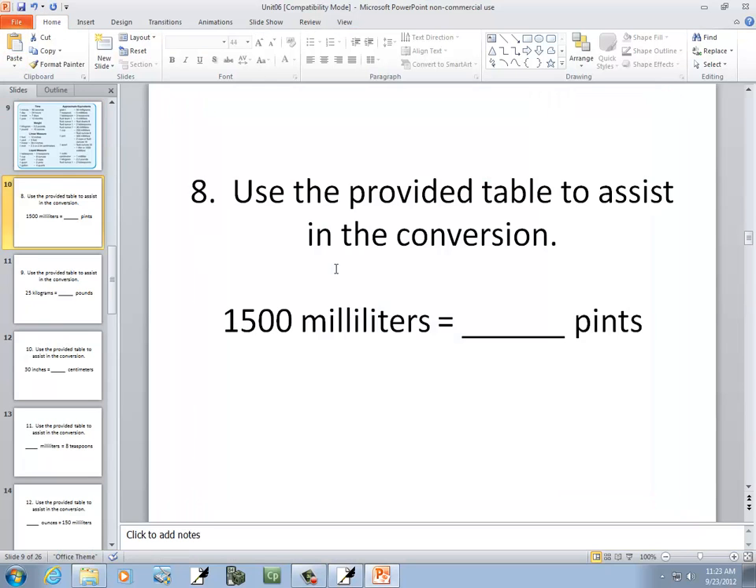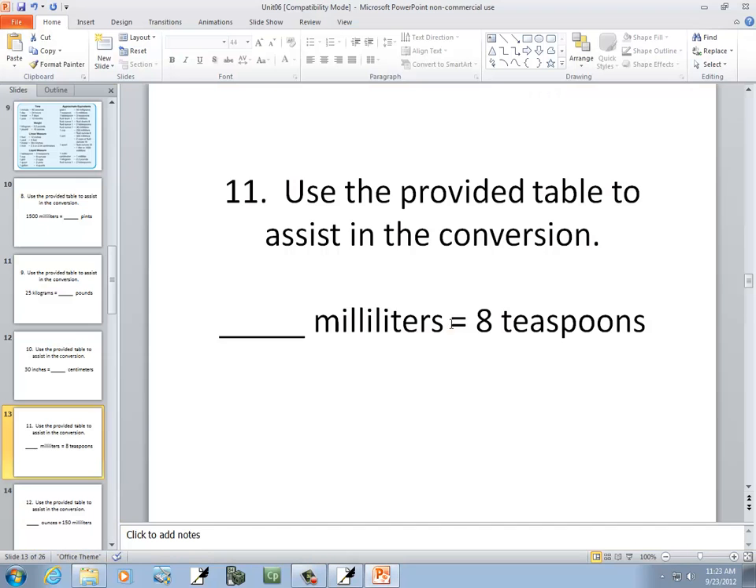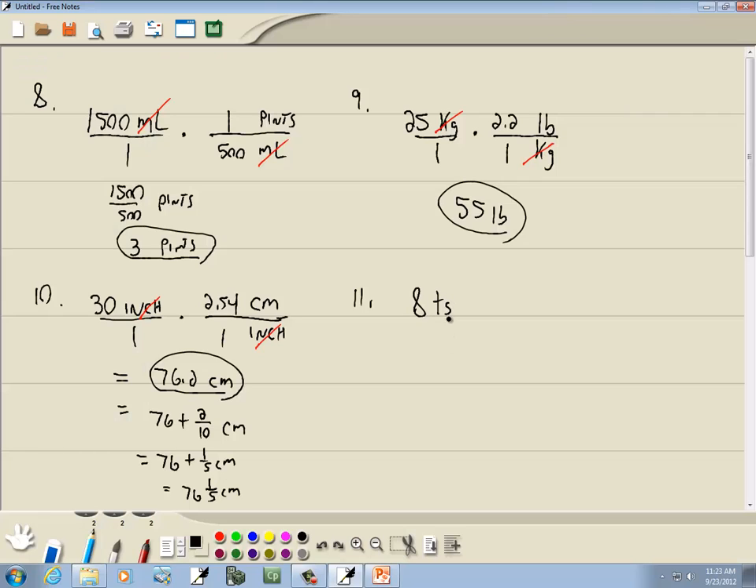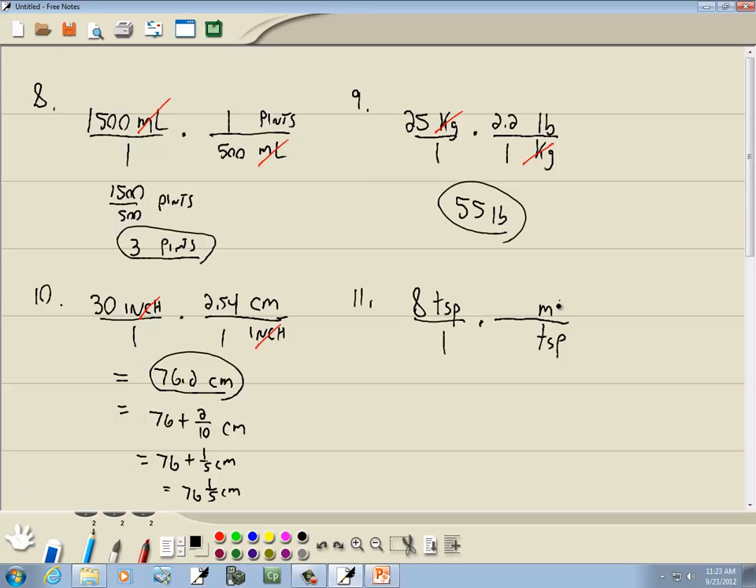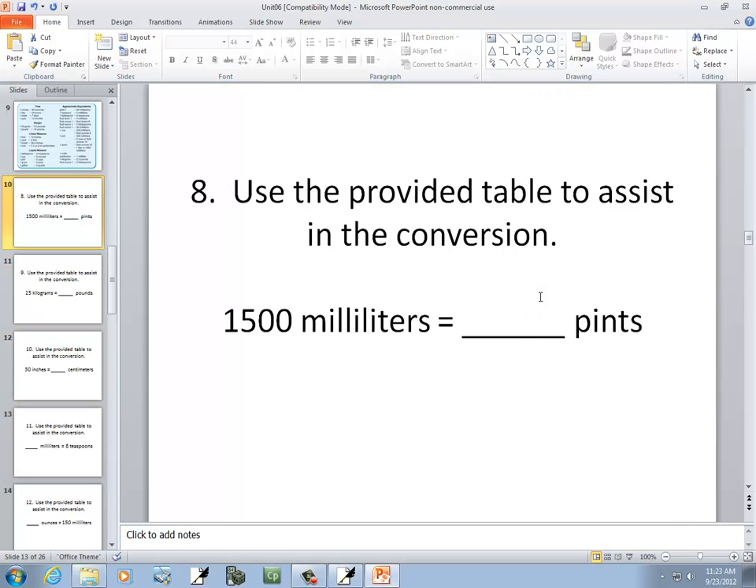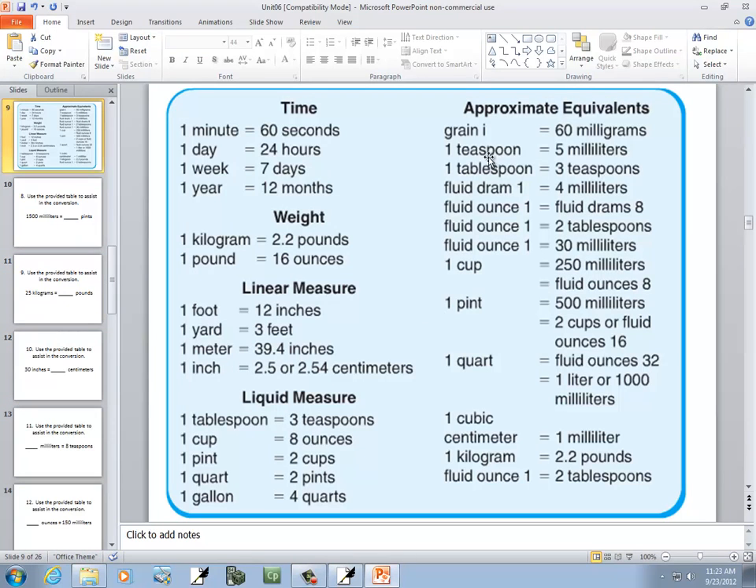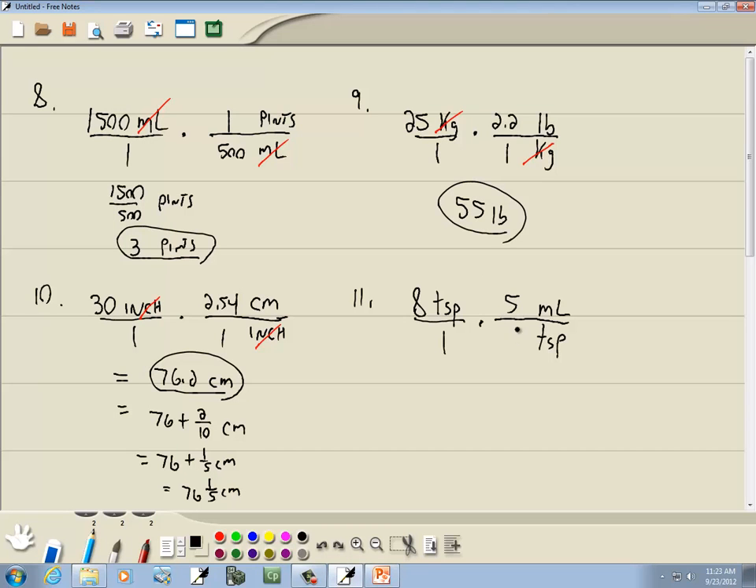11. Okay, we got blank milliliters equals 8 teaspoons. So we're starting with 8 teaspoons. Put over 1. If teaspoons is up here, we have to have teaspoons down here. And I'm hoping to find some kind of tie between teaspoons and milliliters. So let's go look at our table. Teaspoons. 1 teaspoon is 5 milliliters. Well, there's a tie. So it's 5 milliliters and 1 teaspoon. Now teaspoons cancel. 8 times 5 is 40. So that gives us 40 milliliters.